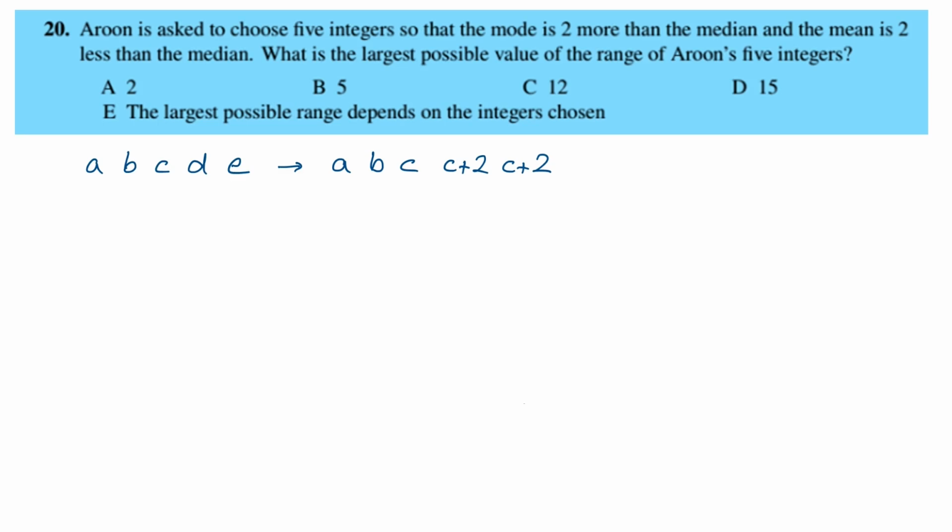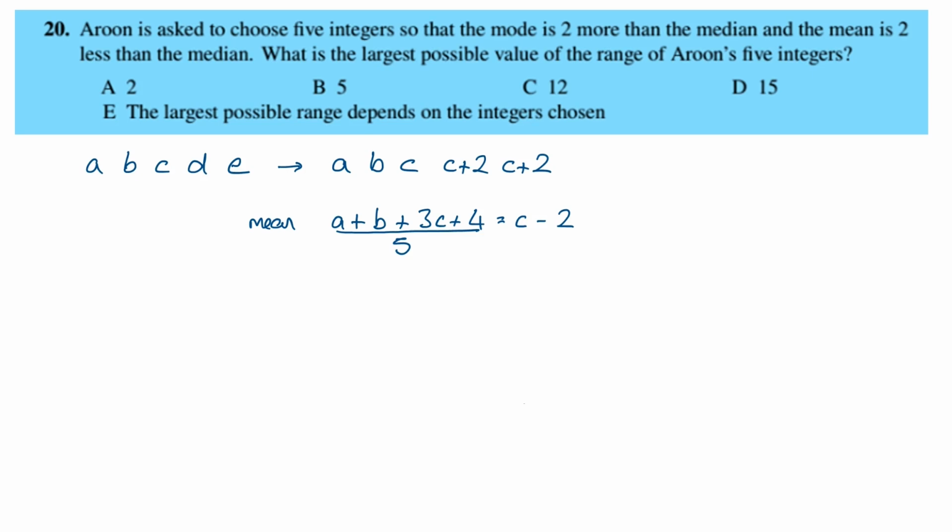The next fact it tells me is the mean is equal to C minus 2. So it says up here the mean is 2 less than the median, and I've called the median C, so it's C minus 2. So I can set up another equation. I can say that A plus B plus C plus C plus 2 plus C plus 2, in other words, A plus B plus 3C plus 4 divided by the 5 terms I've got is C minus 2. Again, the mean is the same as the median minus 2.